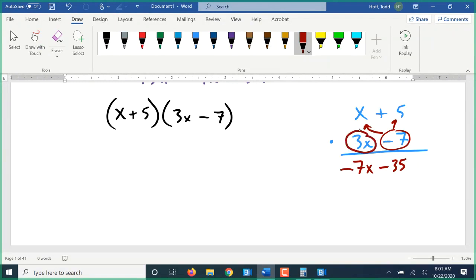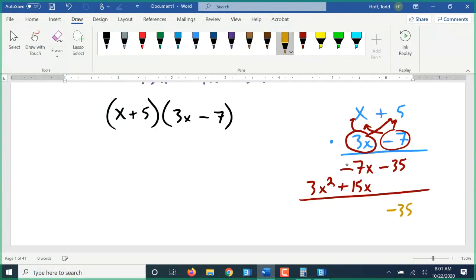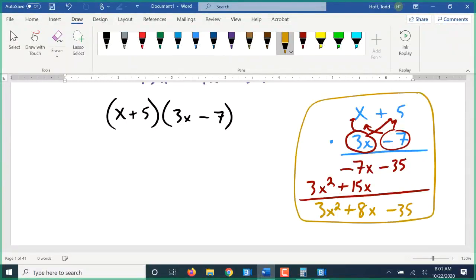We move over to the 3x. 3x times 5 is a positive 15x. We're going to put that under the negative 7x because they're the same place value. 3x times x is 3x squared. We add those up. The negative 35, negative 7x and positive 15x is positive 8x. And 3x squared. That is the full form of multiplication for multiplying those two algebraic numbers.